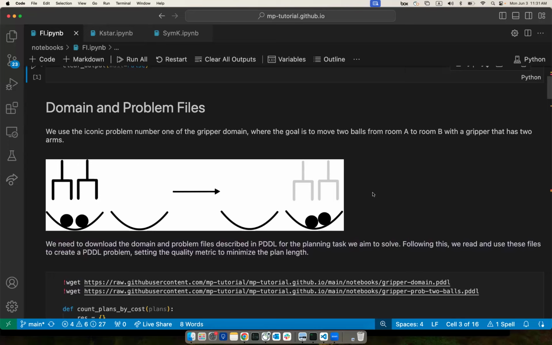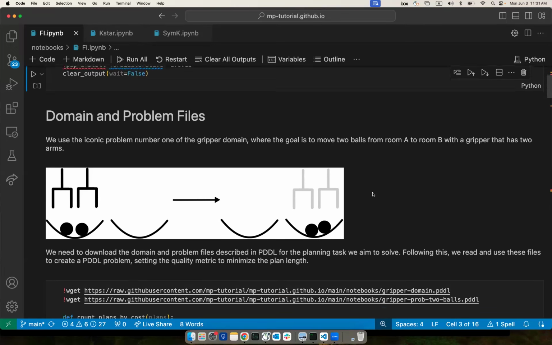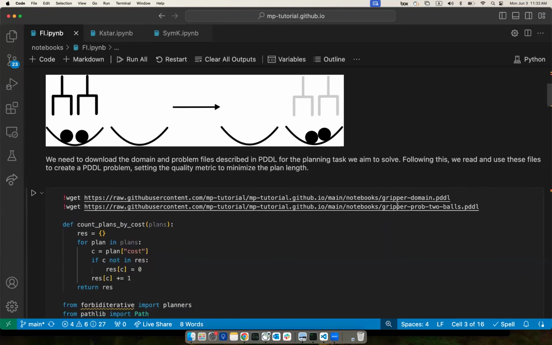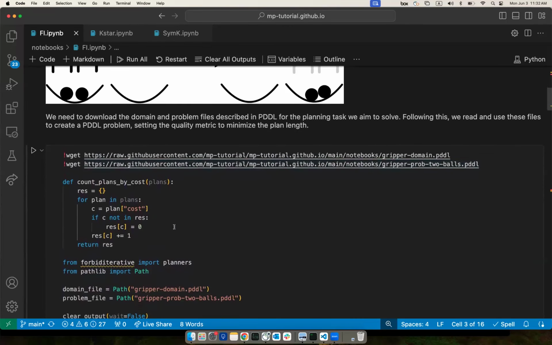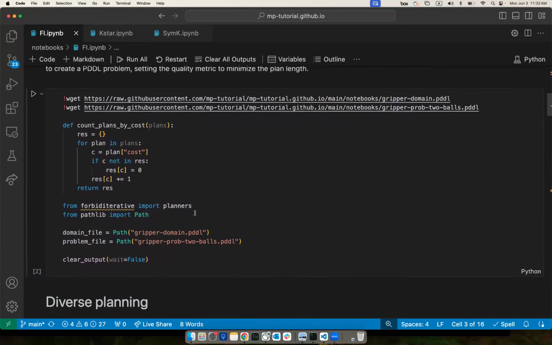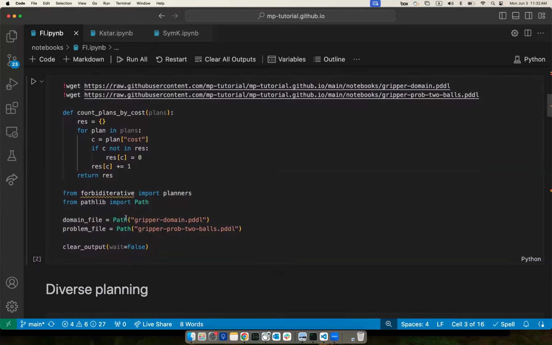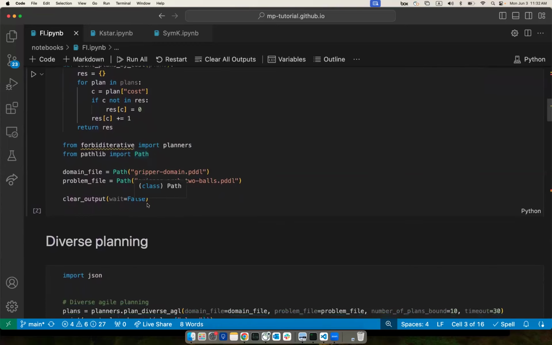That's the normal gripper we have in our planning task, now with 2 balls. Of course, it's not the most interesting problem, but it fits the scheme of showing which plans we can find. Initially, 2 balls are in the left room, we have the 2 grippers here, and the goal is to move the 2 balls to the right side. In the next cell, we are downloading those, and here's a function to parse the output of the planner. Here are then the paths to the 2 files, and we are importing the Forbid-Iterative planner.